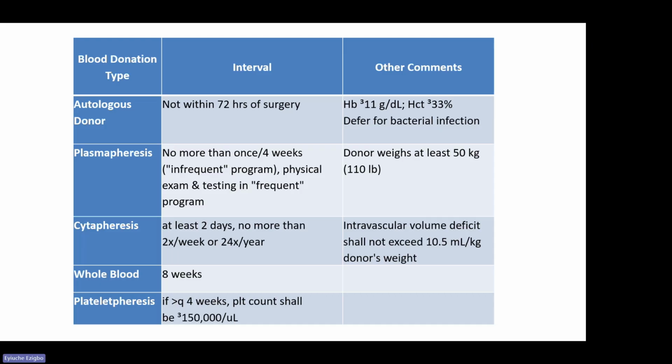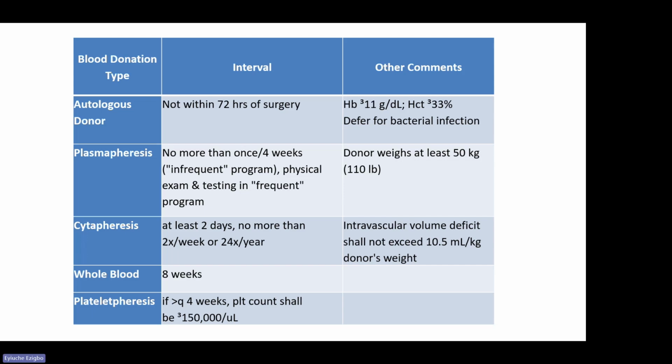For the autologous donor, it has to be performed within 72 hours prior to the surgery. So it is a process where somebody donates his own blood to use during surgery. But this has to be done 3 days before the planned surgery. But if there is any bacterial infection, you have to defer, you may not be able to carry out this process because it will cause transfusion reaction and may lead to sepsis.